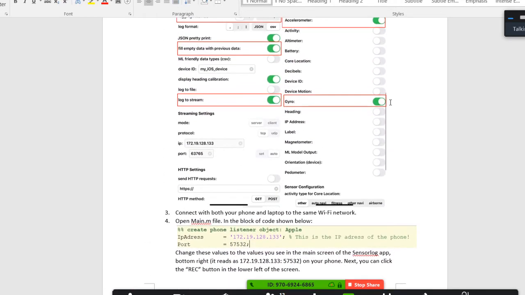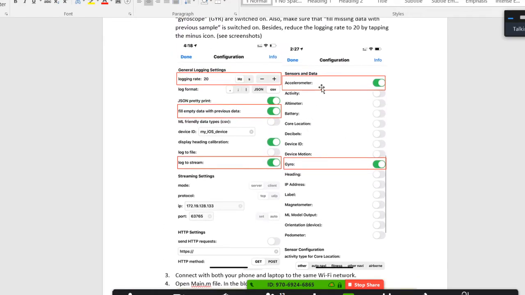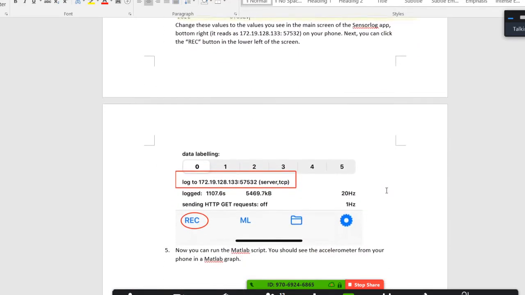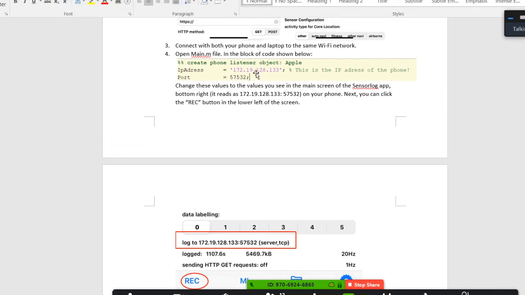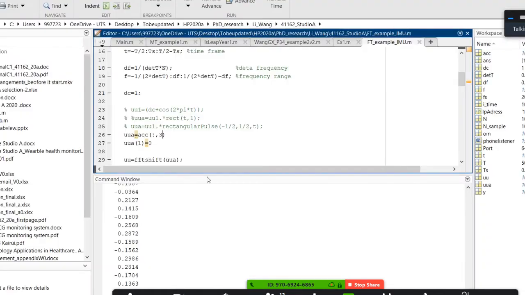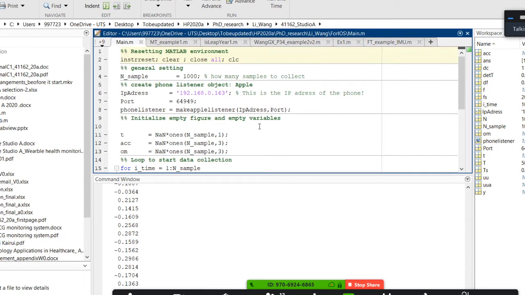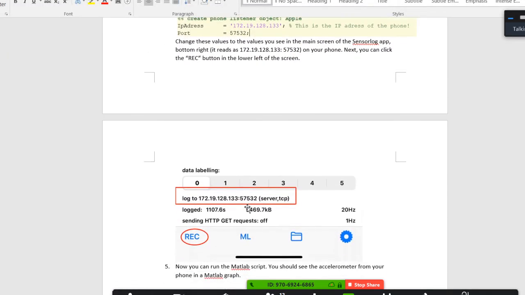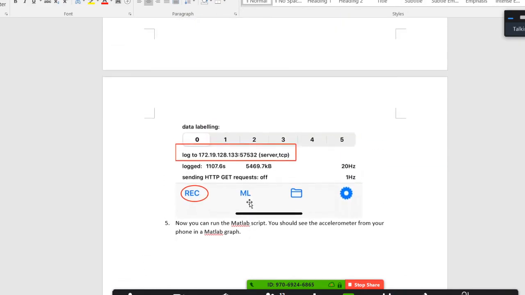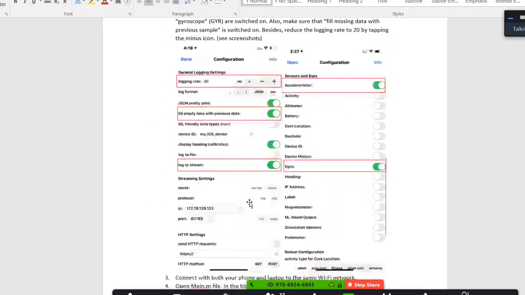Other things, maybe you use the gyroscope, or the accelerometer signal, and then you need to change the settings. I will show you. Open the MATLAB here, so you can see this is the one I download. So this is the IP address. The IP address can be found here when you run this code. They will show you the IP address.